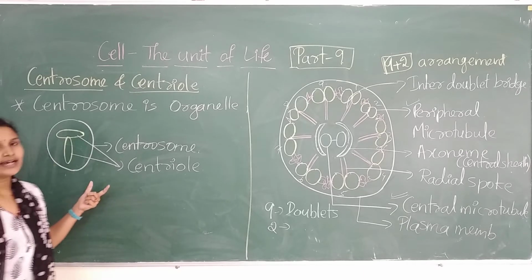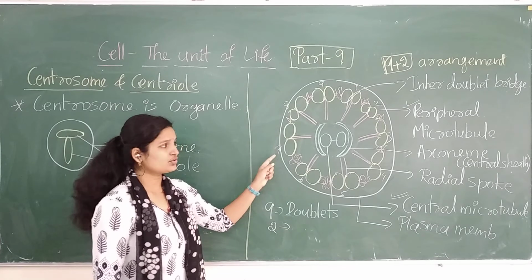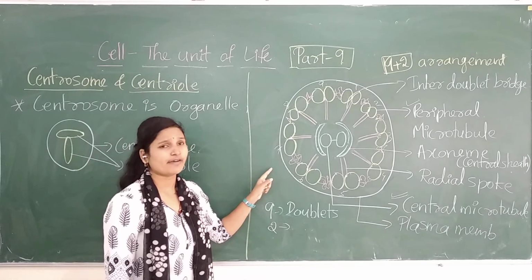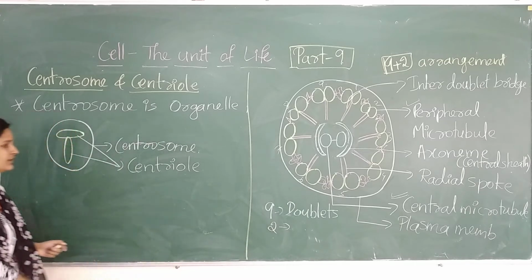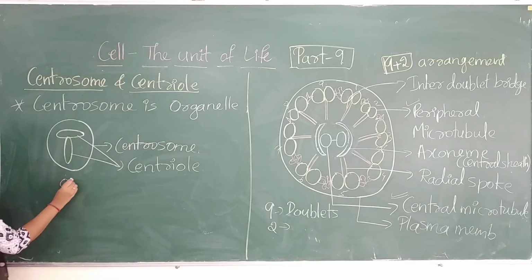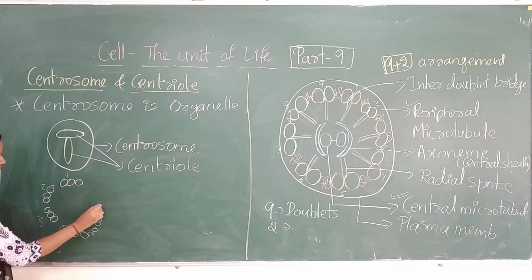When we enlarge the structure of these, they look like this only. They have the structure like this, but the only exception is they are triplets, and 9 in number. They have 9 proteinaceous triplet structures.